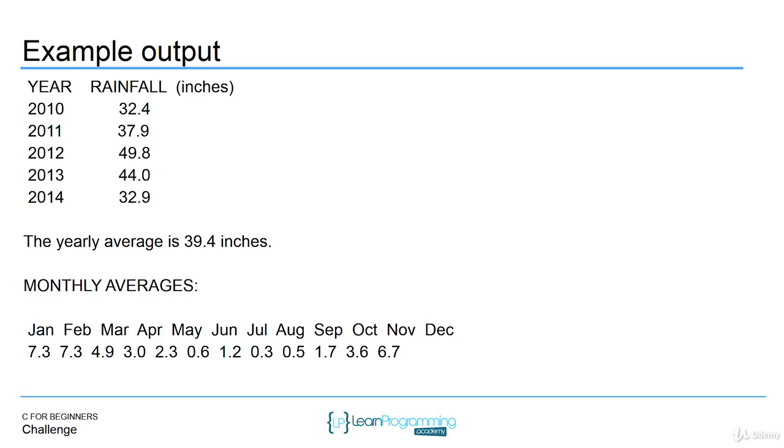And so let me go through my tips, actually. I think I put this in the tips. But this is the output. You can format it any way you want. But what I'm seeing here again is yearly rainfall, yearly average, and then monthly averages.